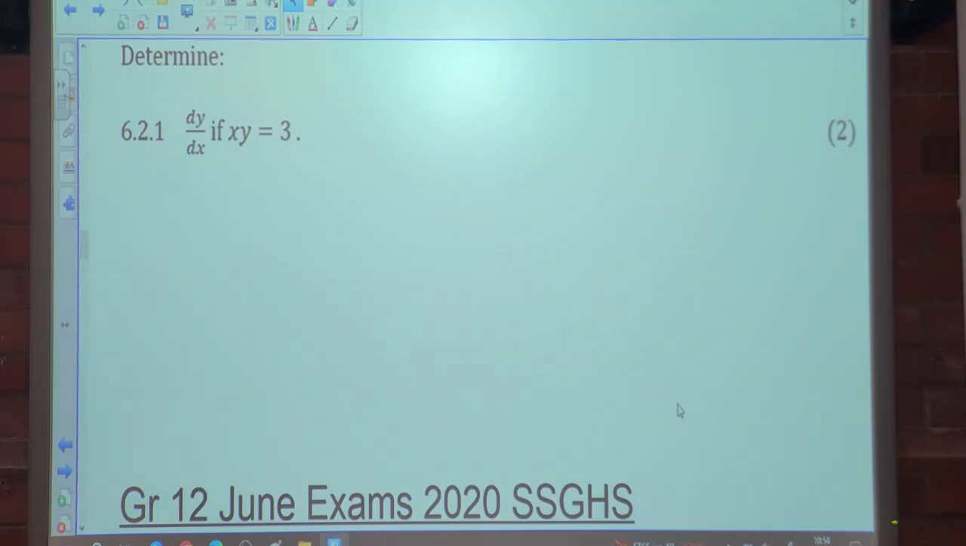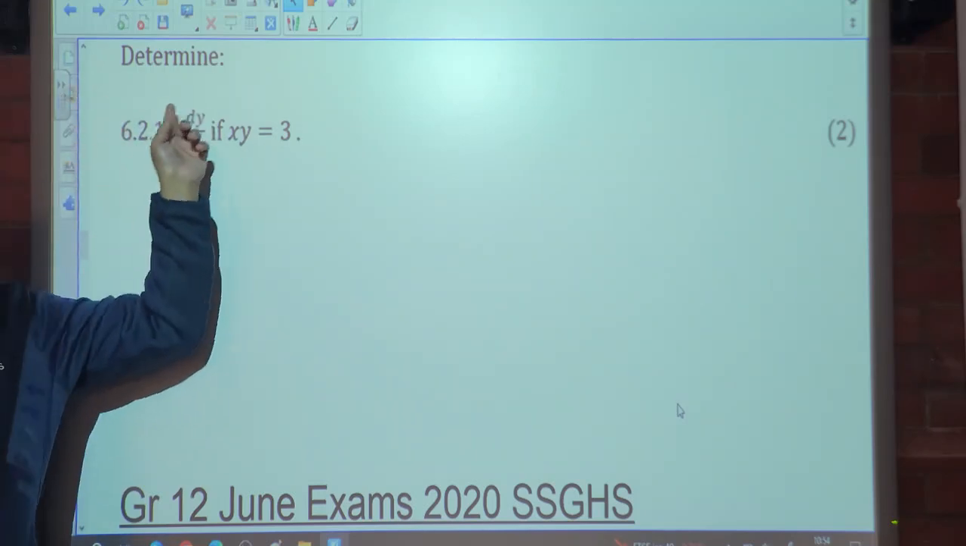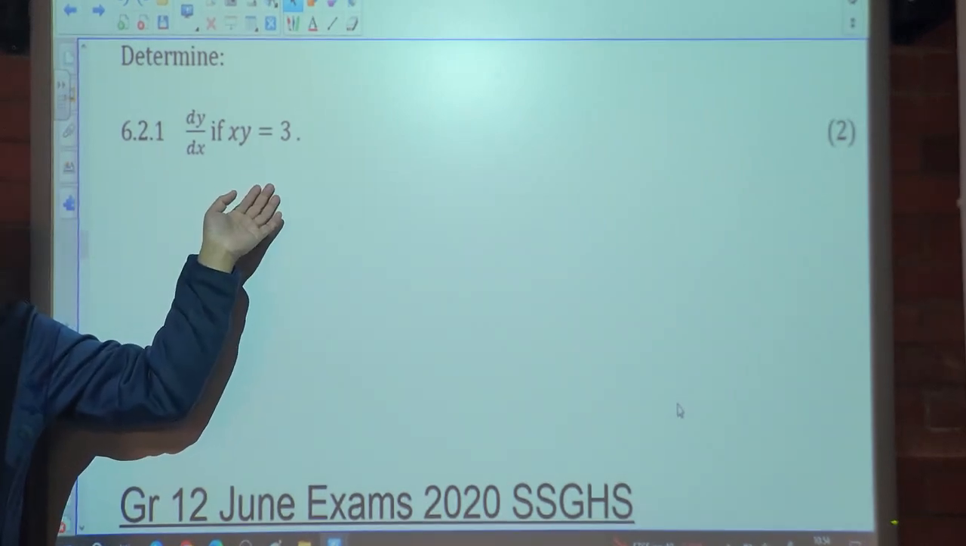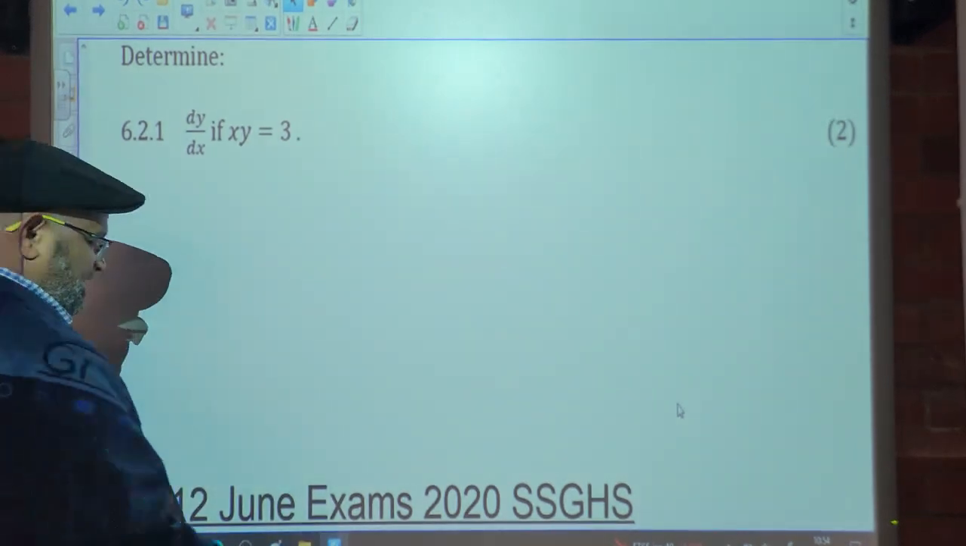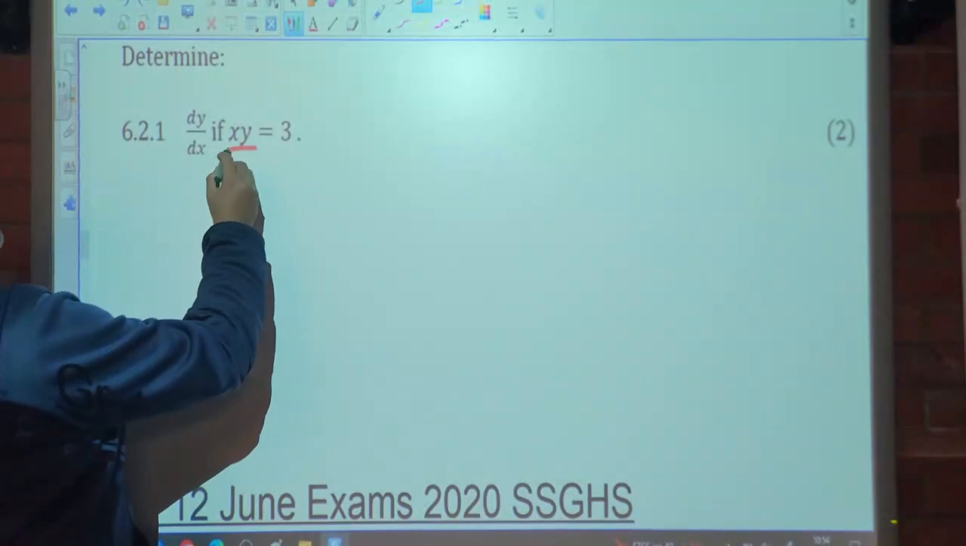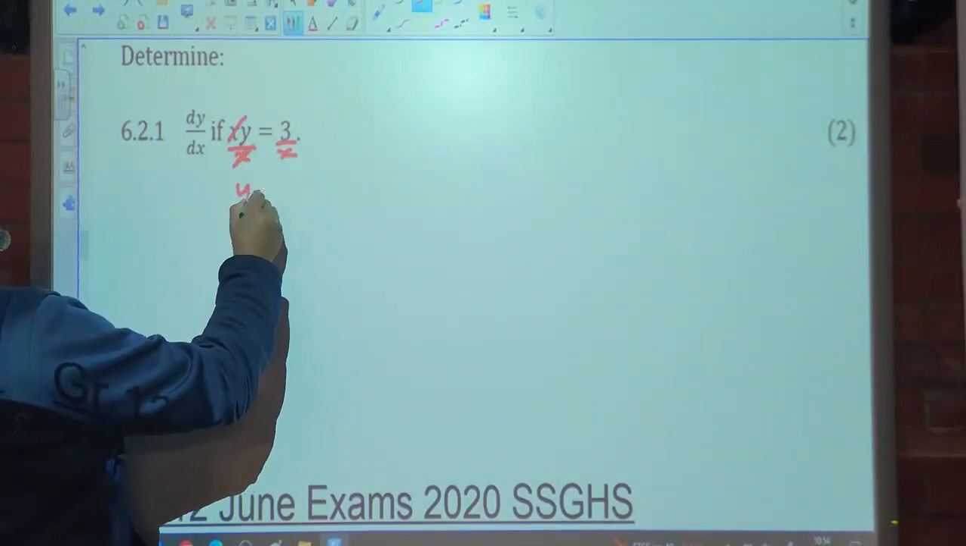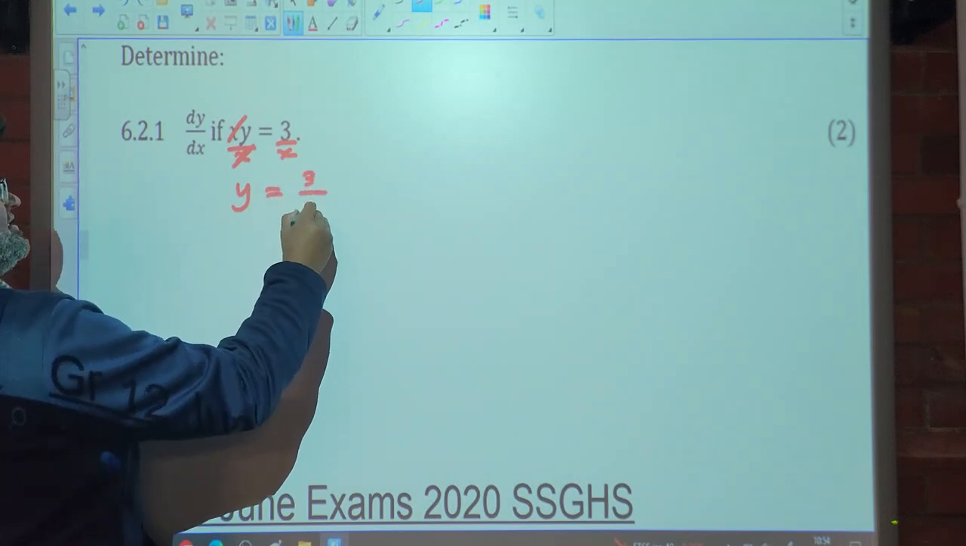Alright. dy over dx if xy is 3. People, what's the problem here? We must make y the subject of it, because that's dy dx. If it was dx dy, then x had to be the subject of the formula. You guys understand? So what I do is I divide both sides by x. So that cancels. So y is equal to 3 over x.